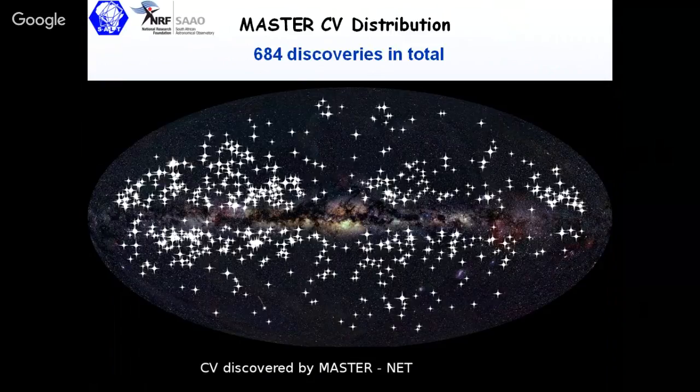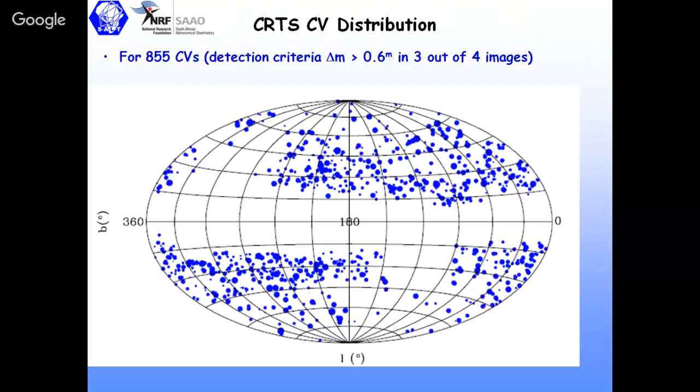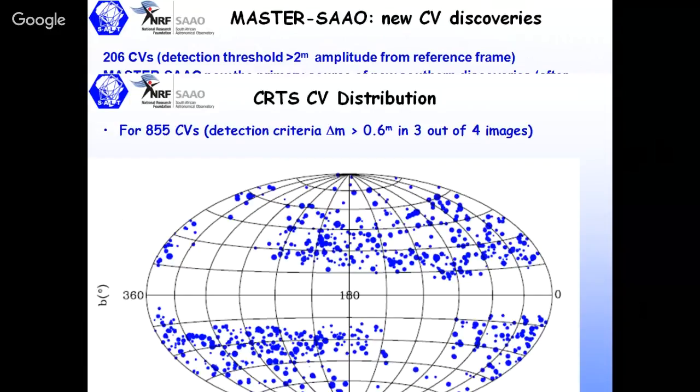And that's the distribution from the Catalina real-time survey in the first paper that was in 2014, where they discovered about 900. They have different criteria and so on, and they avoid the galactic plane more so than MASTER does. And this is the comparison of the 206 discovered at SAAO. They're basically the same population that the Catalina real-time survey has picked up.